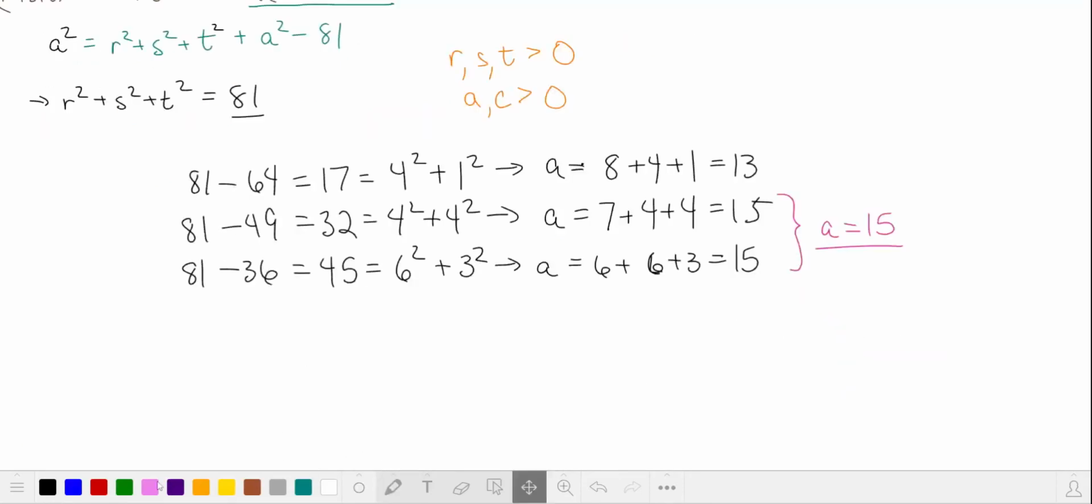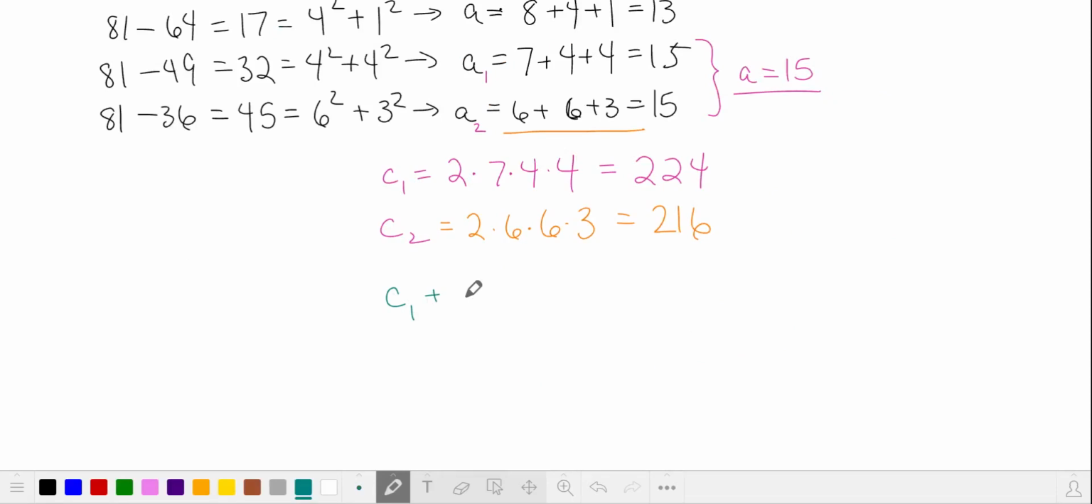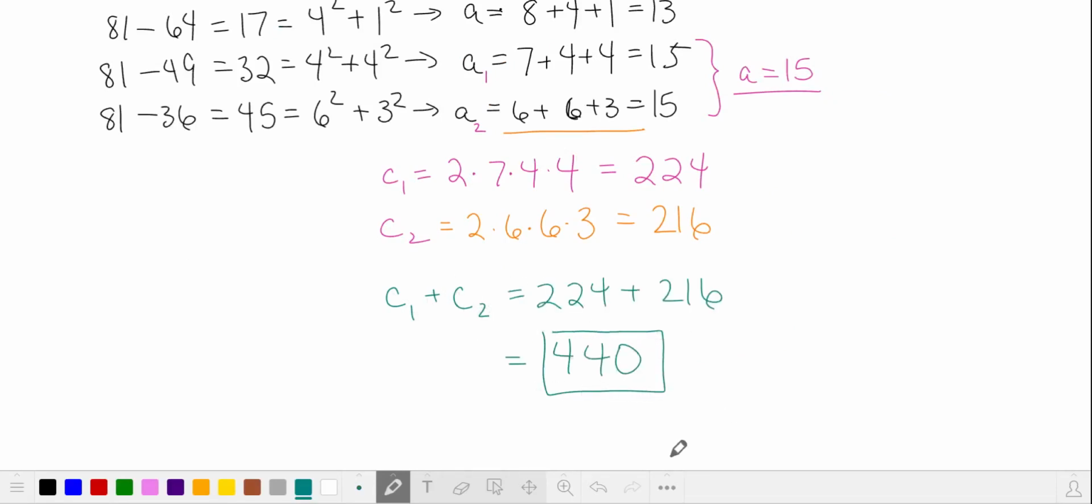Let's calculate our 2 possible values of c. C is the product of our roots times 2. For our first set of roots, c is equal to 224. For our second set, c is 2 times 6 times 6 times 3. That's 216. The problem asks for the sum of these 2 values. This gives us our answer, 440. Let's go to problem 7.